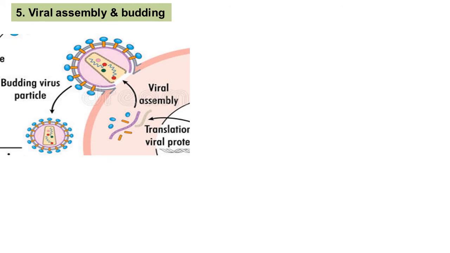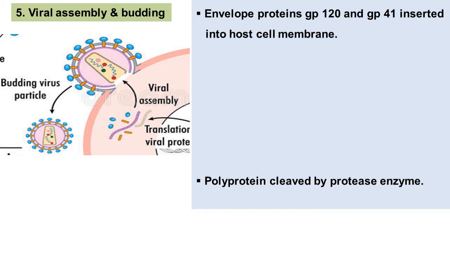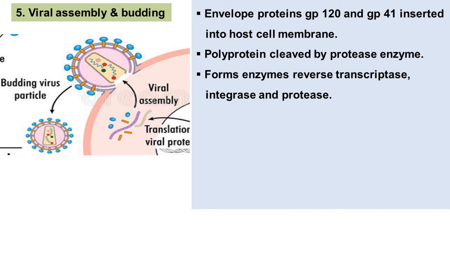The final step is viral assembly and budding. The envelope proteins GP120 and GP41 are inserted into the host cell membrane. The polyprotein is cleaved by the protease enzyme into the viral enzymes reverse transcriptase, integrase, and protease. The structural protein forms the core.